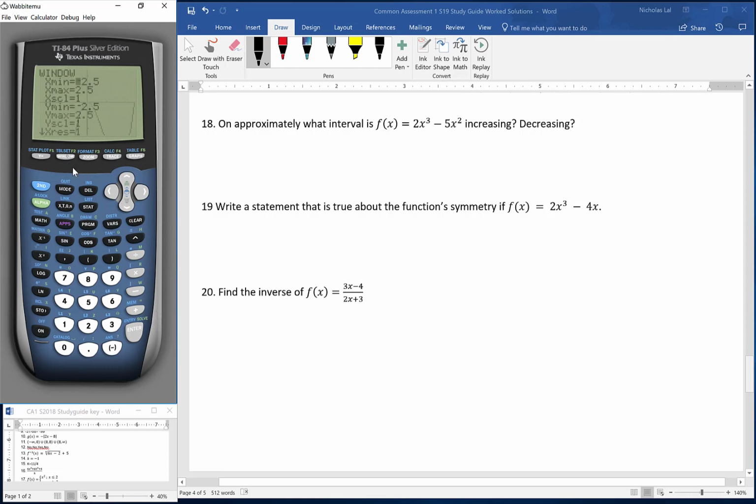All right, and I'm going to just adjust my window so my y min becomes, I don't know, negative 4, so I can see a little bit better. Oh, let me adjust that even more. Change my window so my y min becomes, say, negative 7.